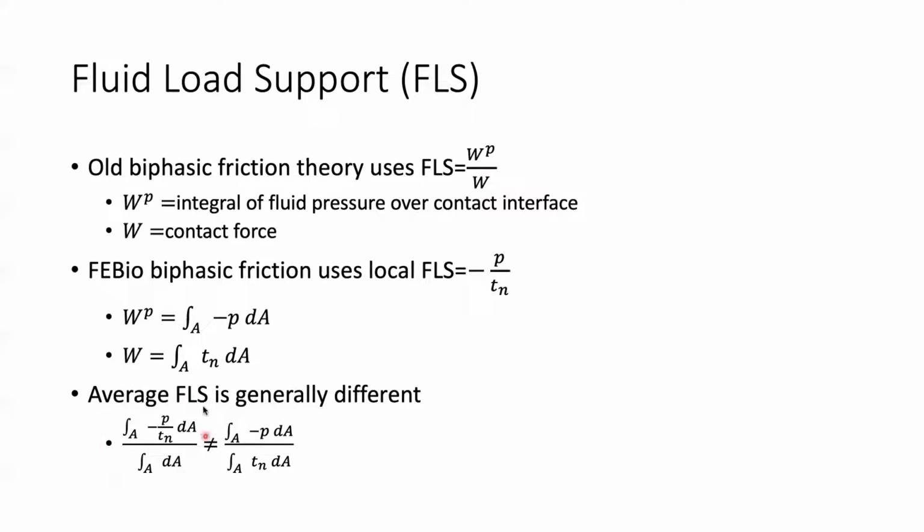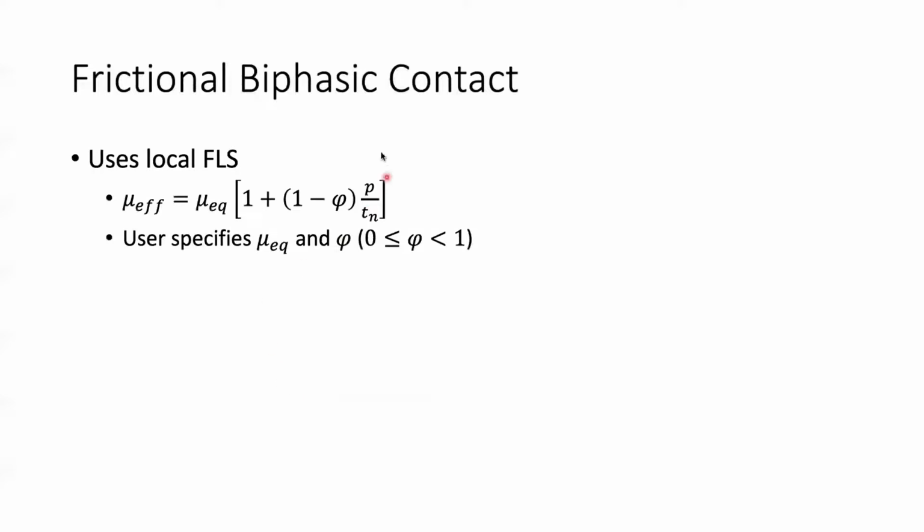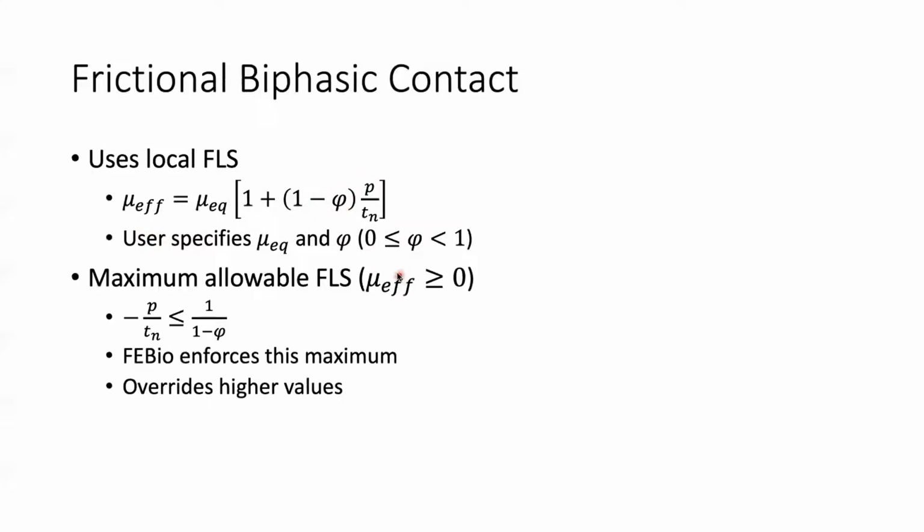So in FEBio Studio, we're going to use this value, but I want to make a statement about what this value would give us in some cases. So in the biphasic frictional contact algorithm, we modified the algorithm to use the local fluid load support. And remember, we have a negative sign because of the convention that the fluid pressure is positive in compression, but the contact traction is positive in tension. So now we have a friction coefficient, and the user specifies what fraction of the contact interface is solid on solid contact. There's a theoretical maximum or minimum value for the friction coefficient.